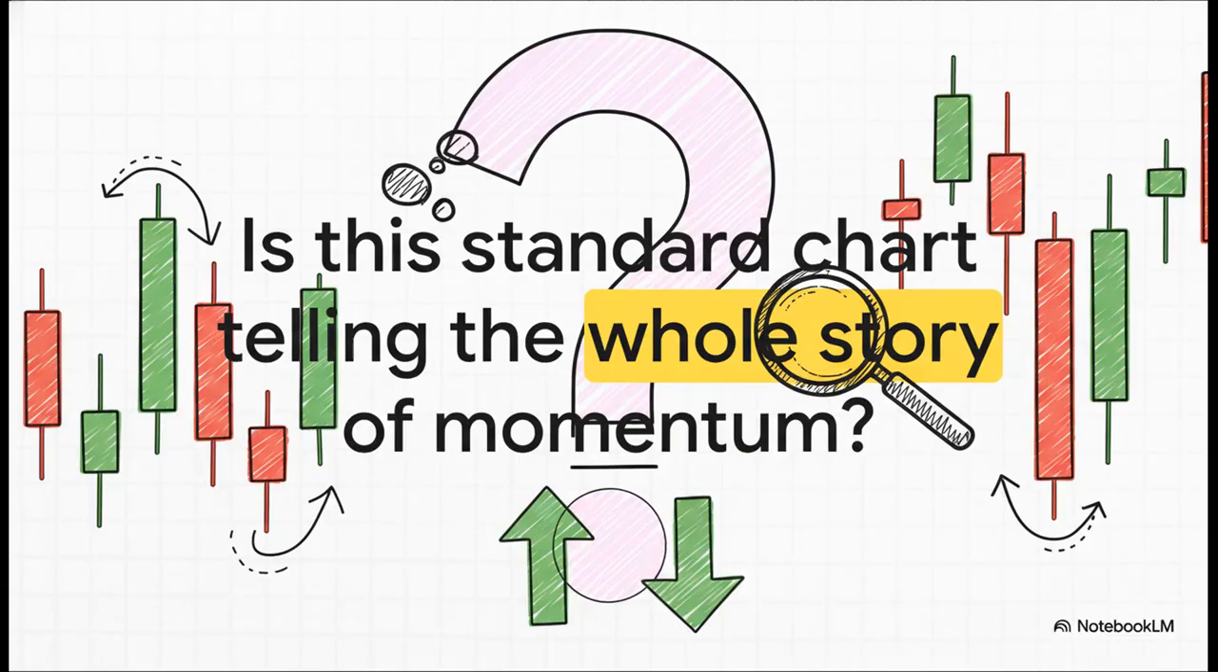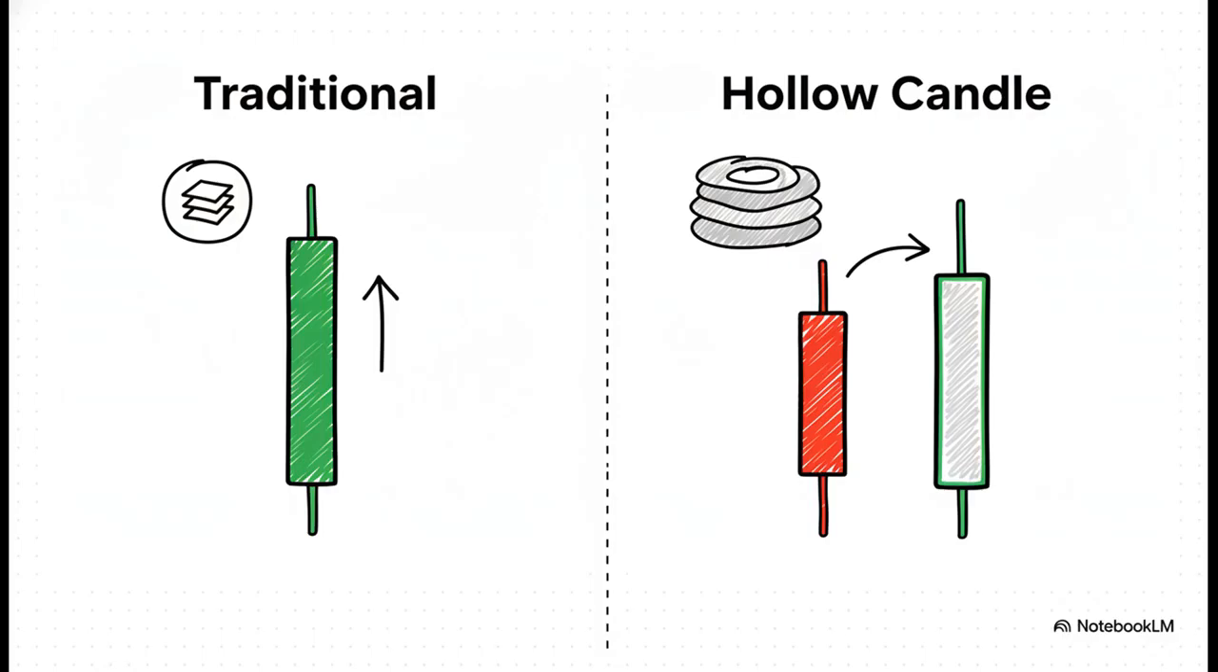Okay, so take a look at this. It looks familiar, right? You've got your classic red and green candles telling us if the price went up or down. And yeah, that's useful, but is it the whole story? Can you really see if momentum is building up or starting to fade away? A standard chart just doesn't always make that obvious. And this is exactly where hollow candles come in and just change the game.